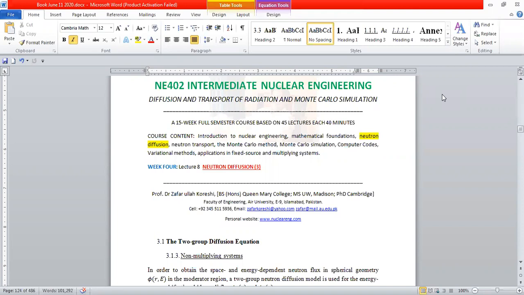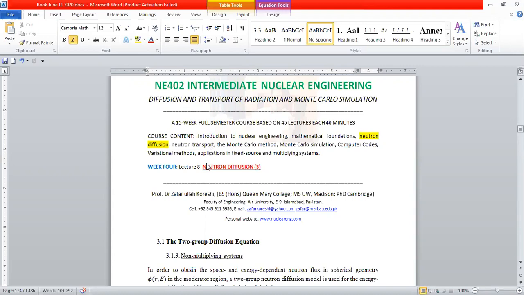Okay, so now we begin lecture number 8 of the fourth week of this course, NE402, Intermediate Nuclear Engineering, focusing on neutron diffusion, neutron transport, radiation transport, as well as Monte Carlo simulation. Now, this is the course content. When I complete the recordings, I'm going to put up a file before you of the roadmap of this course.